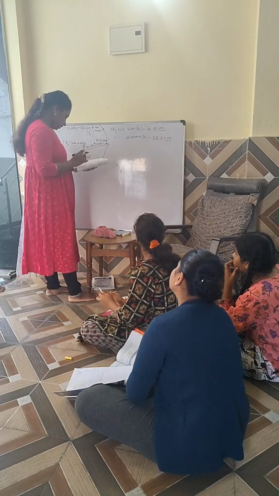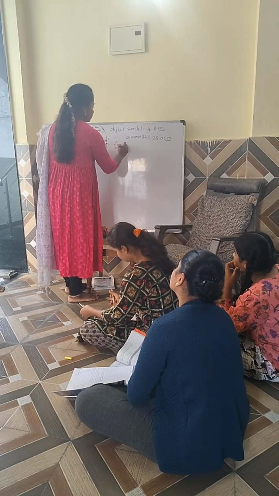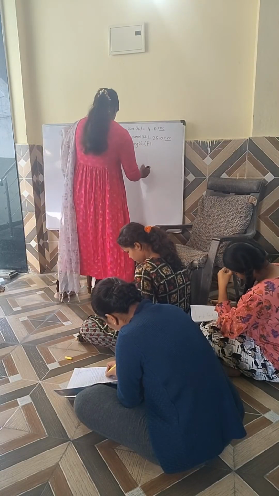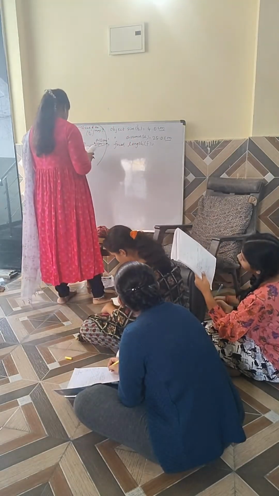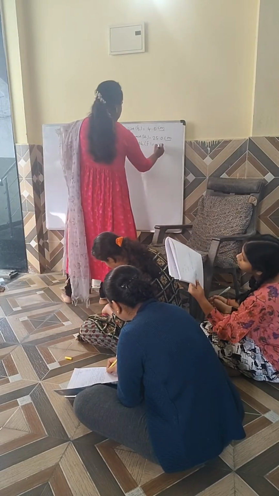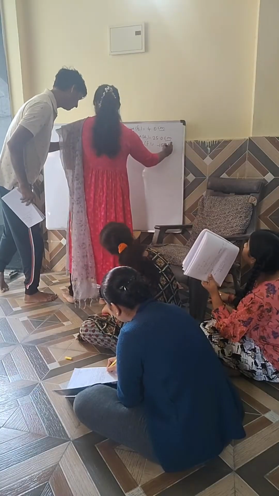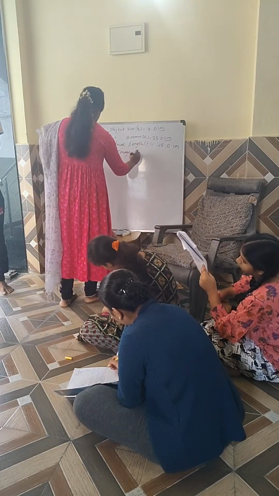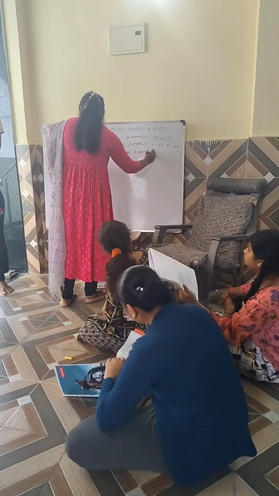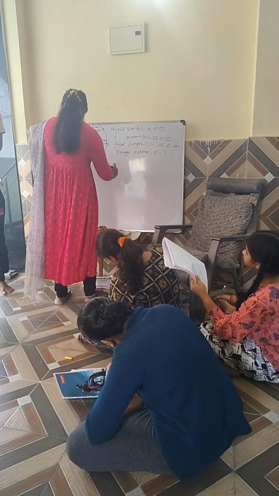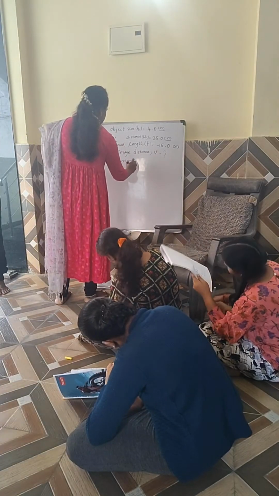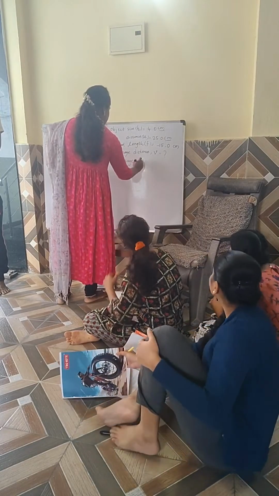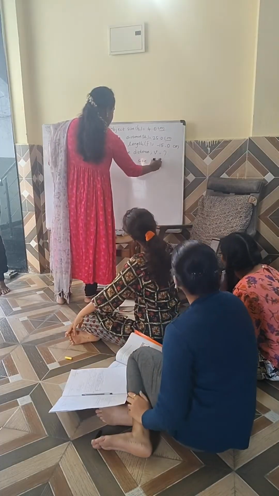Object distance they have given. They have also given the focal length. F also they have given. How much? Minus 15.0. We need to find out the image distance, v, and also the image height. Image size we are also calling height. Image size is h dash.